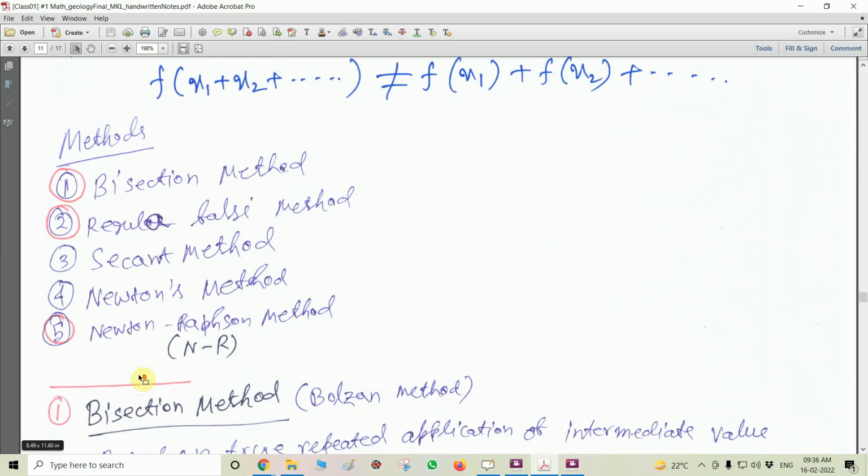Bisection method is also called the Bolzano method. So are you done with the writing, Priyasmita?